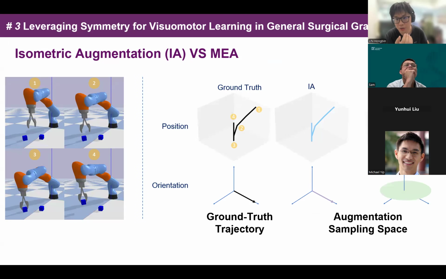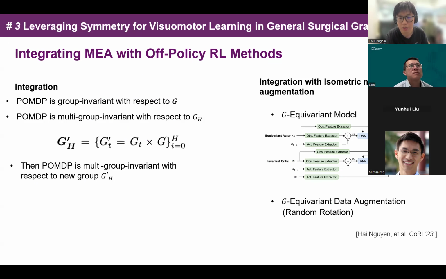Compared with the isometric method, our augmentation yields a larger sampling space. This relaxes the limitation of the isometric augmentation and improves the overall learning performance. Finally, we integrate our non-isometric augmentation with the isometric method.